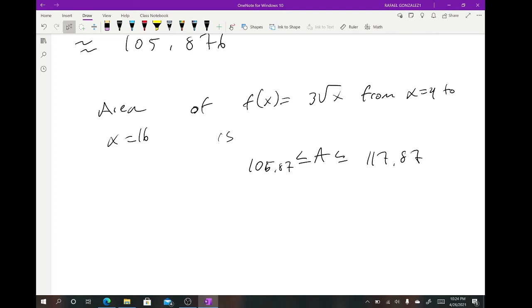Now, for the midpoint, what changes a little bit is our width. Not our height, because we're looking at the midpoint now instead of the whole left or right. So again, we have a formula for this, so we use it. So let's see what we get.